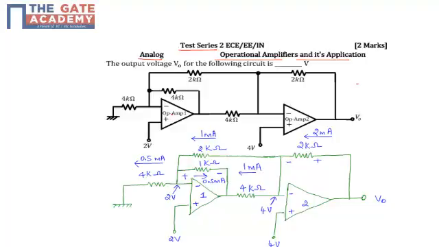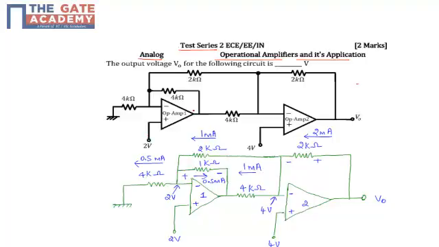It has 2 op amps, op amp 1 and op amp 2, both connected in series. The negative terminal of op amp 1 is connected with 3 resistances. The values are 4 kilo ohms, 4 kilo ohms and 2 kilo ohms, and the other end of one 4 kilo ohm resistor is grounded. The positive terminal of op amp 1 is connected to 2 volts.